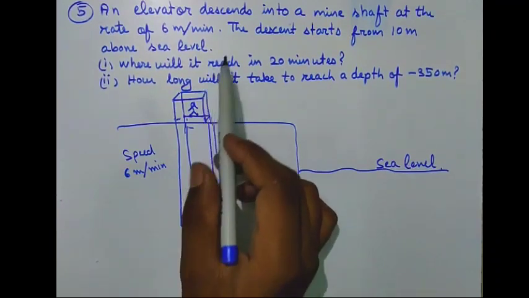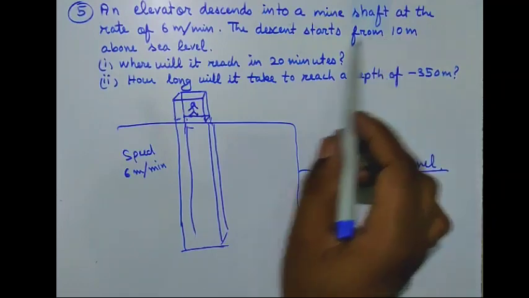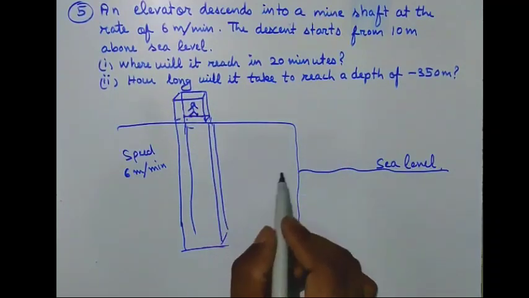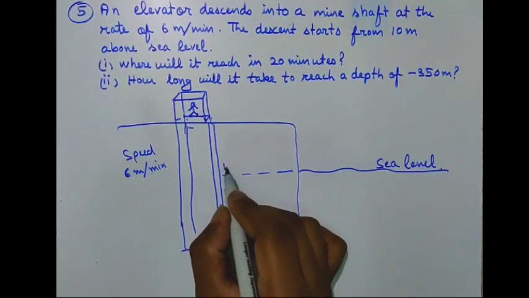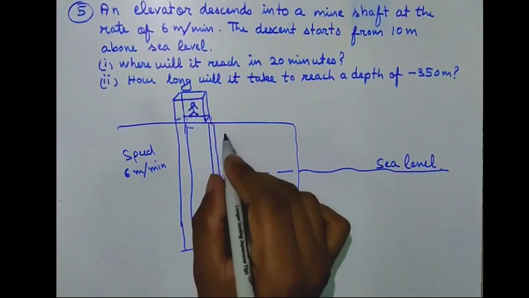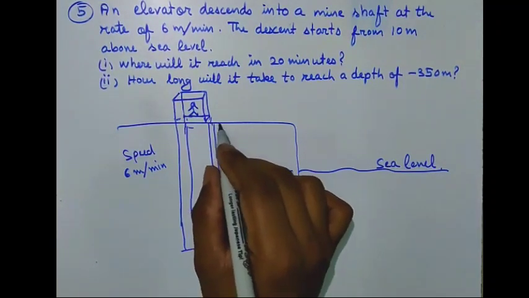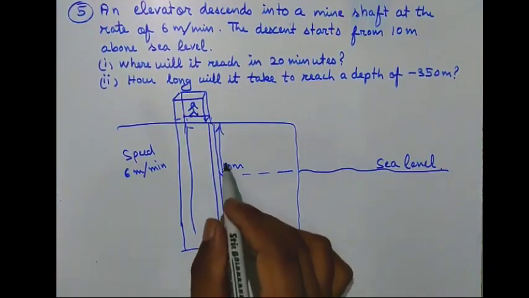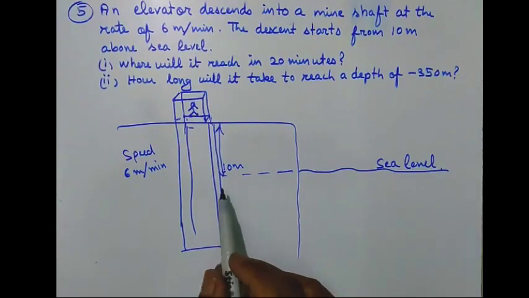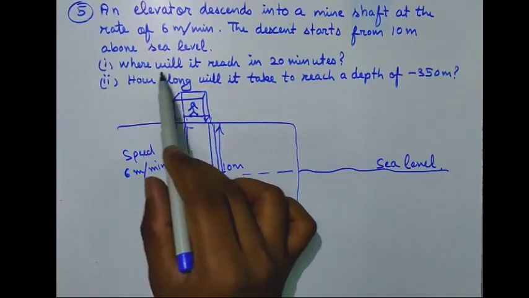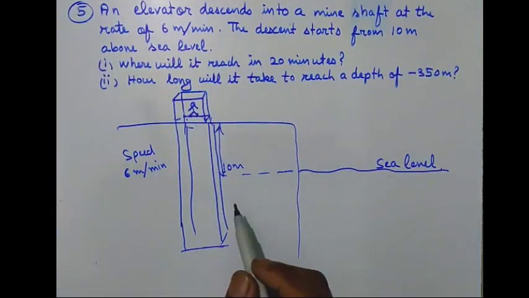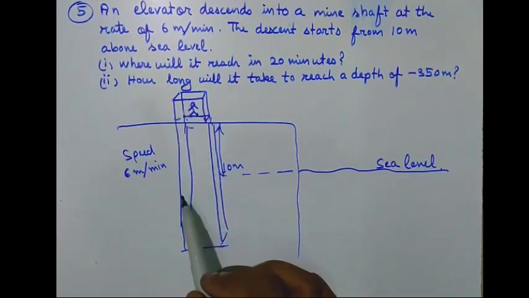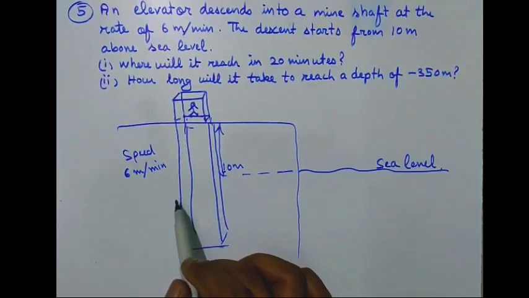And in the question they have already given that the descent starts from 10 meters above the sea level. So this elevator is already 10 meters above the sea level, while the sea level is still here. So the distance from here to here is 10 meters above the sea level. And then they ask us, where will it reach in 20 minutes? So here we already know the speed and the time is given.